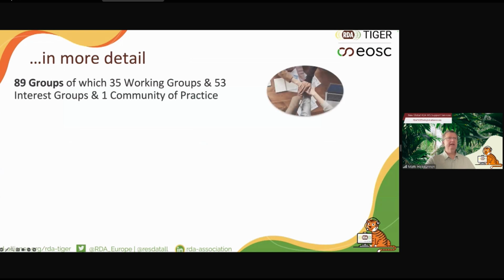Looking into it in more detail, it's always nice to have numbers. 89 groups. I'm not actually sure it is still accurate, but there are roughly 35 working groups, 53 interest groups, and then 1 community of practice. About 14,000 individual members have actually registered on the website.